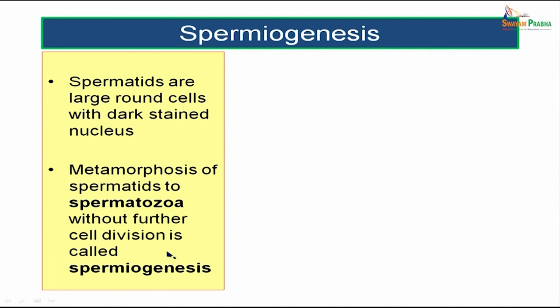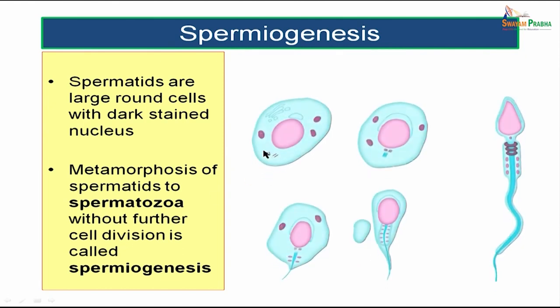This is just a maturation process. So, spermiogenesis means the metamorphosis of spermatids to spermatozoa without further cell division. That is the process known as spermiogenesis. Only if spermiogenesis happens, the entire spermatogenesis will be complete. So, let's have a look.